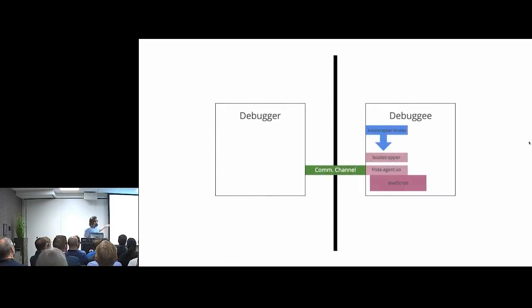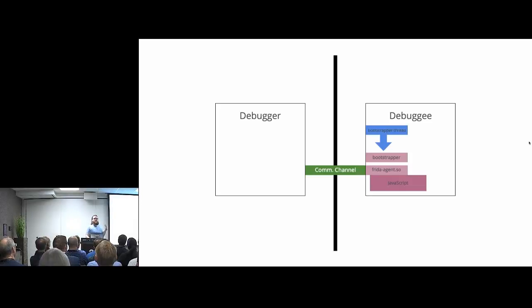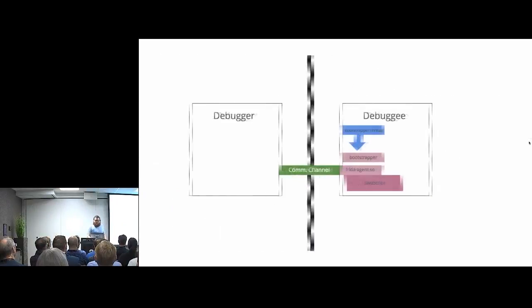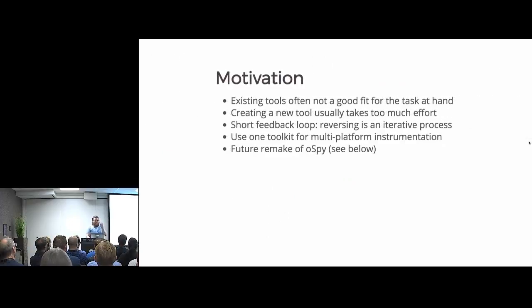And across this communications channel, we can tell it to do things. We have a JavaScript interpreter inside here, so we can expose a set of APIs and make it do things. I don't want to spoil too much, so I'm not going to talk about what things.